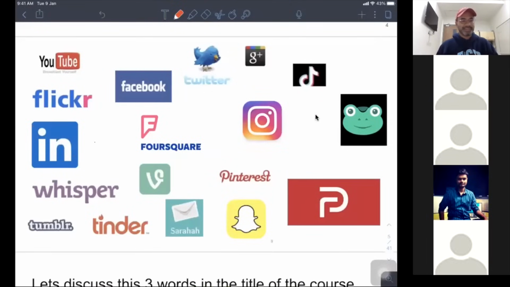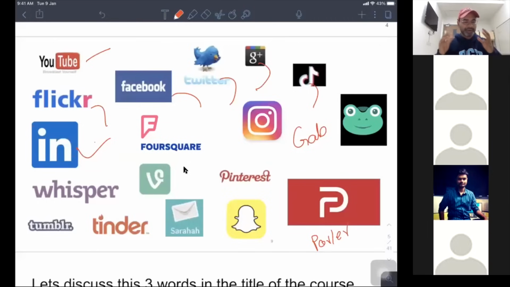Is there anybody in the class who doesn't have an account on any of these platforms, so you don't know something? Please ask. I'll try and tell you what it is. Otherwise, these platforms are very popular for a particular type of content. For example, YouTube is for video, Flickr is for images, LinkedIn is for professional content, Facebook is everything, short content, Google Plus is not very active, but anything, TikTok. This is called Gab, in case, because these are new networks that people may or may not have seen.